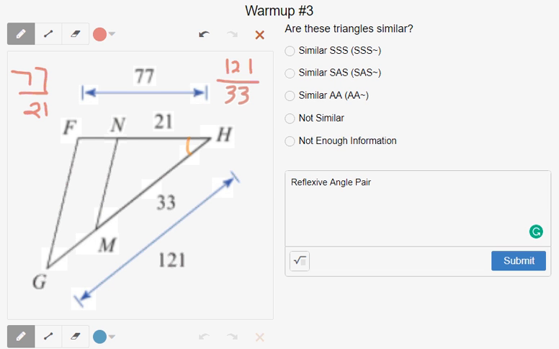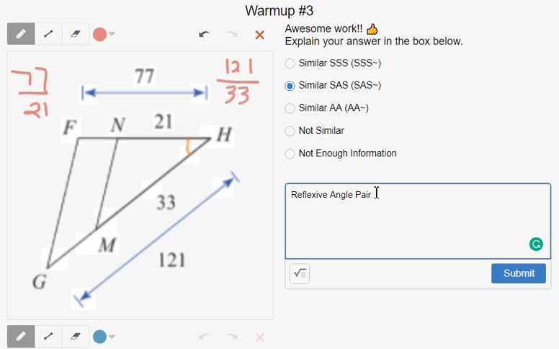Well, let's check these ratio measurements. 77 21ths, if you're using your calculator, that's approximately 3.6 repeating, or it simplifies to 11/3. 121 33rds simplifies to 3.6 repeating, or 11/3 as well. So these are similar by side angle side.